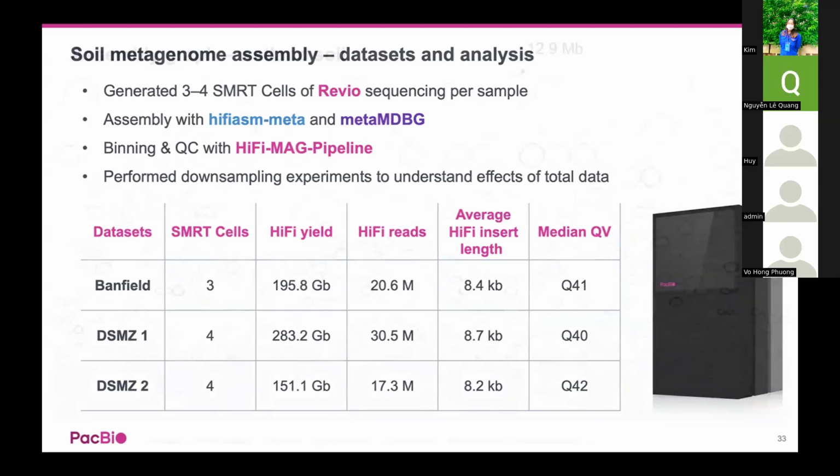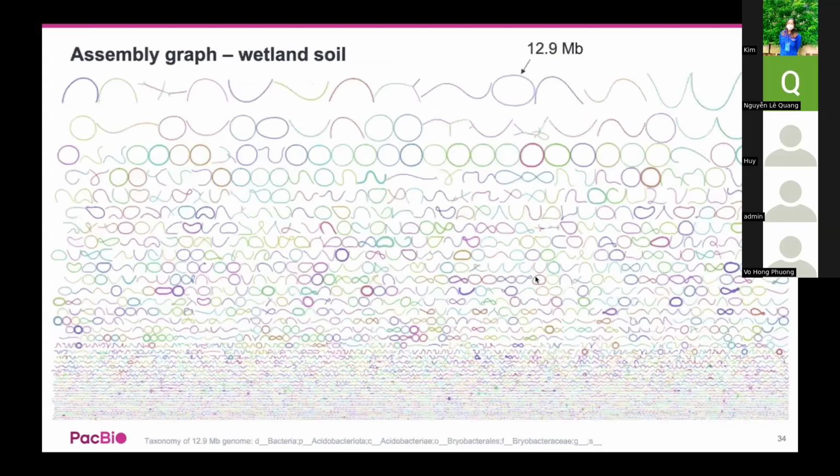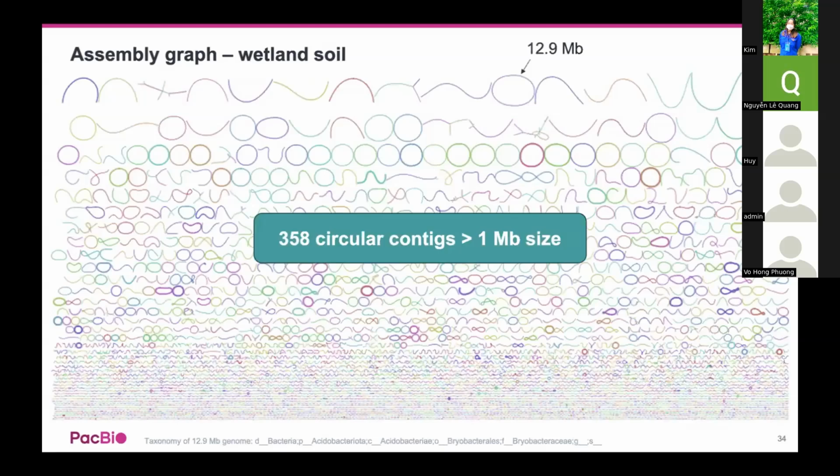And here's an example assembly graph from the wetland soil of the Banfield example. And you can see here a lot of circles that represent complete chromosomes. And we actually have approximately 360 of these circular contigs within this one sample. And these are all greater than 1 megabase in size. And we have one that's even super large here, which is a 13 megabase genome.